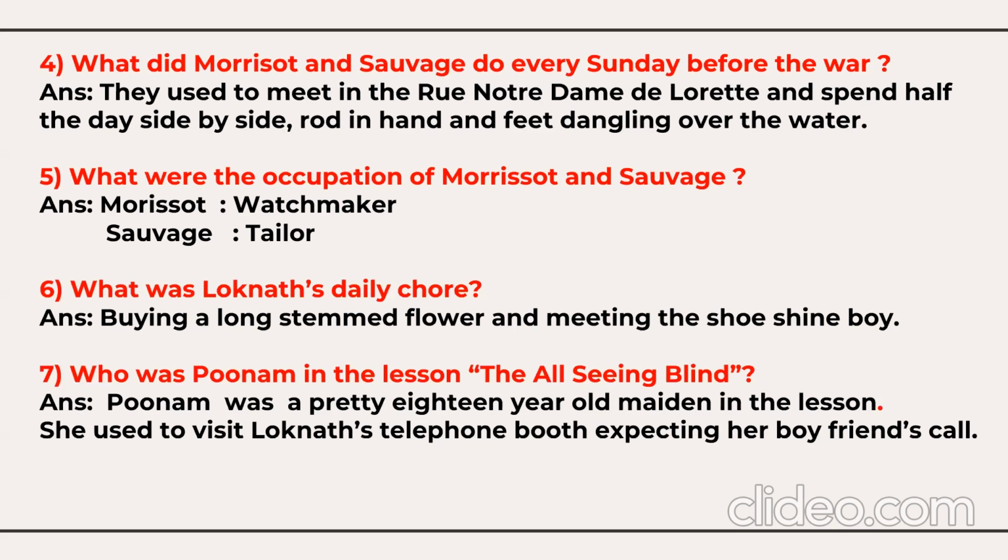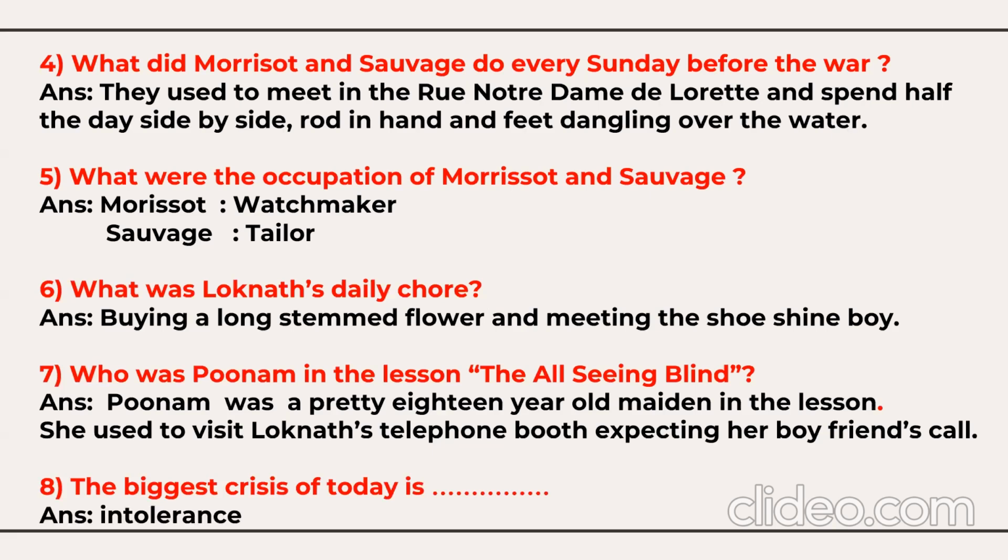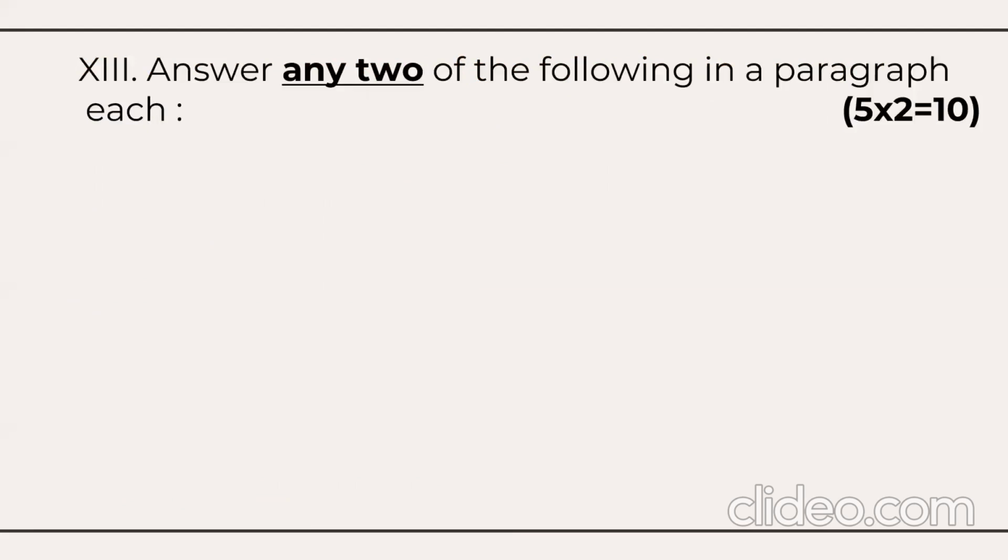So these are the 7 questions. You need to opt for only 5 questions out of them. So 2 into 5, 10 marks. Now we have another 10 marks of questions. Oh, I'm sorry, one more question. The biggest crisis of today is tolerance. So what is the biggest crisis of today? That is tolerance. In the next section, you need to opt for only and only 2 questions out of 3 or 4 questions.